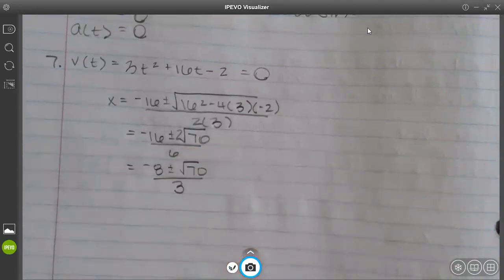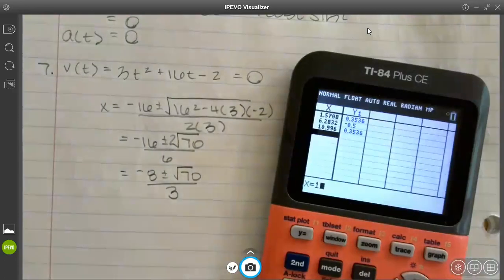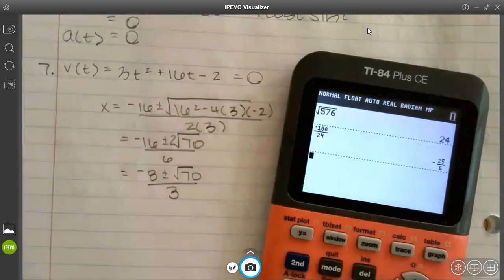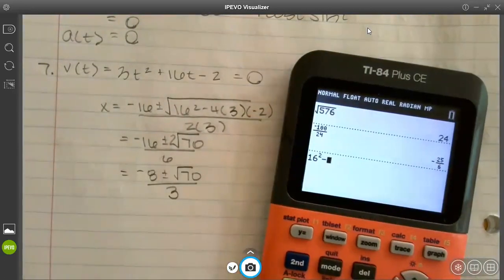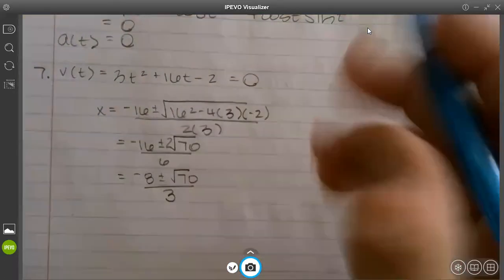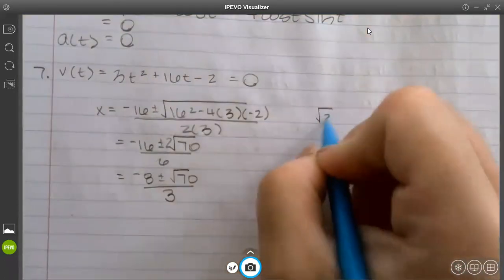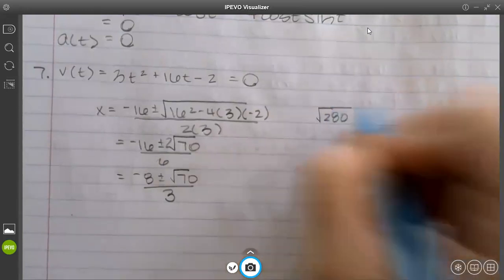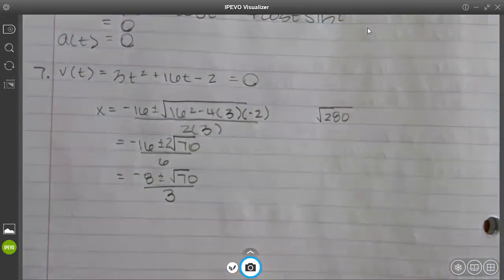Okay, let's go over that real fast. I always put in the numbers underneath the square root. So 16 squared minus 4 times 3 times negative 2 gives me 280. I need to find factors of 280. It doesn't matter what they are. What are two factors of 280? Let's go a little bit bigger than that.